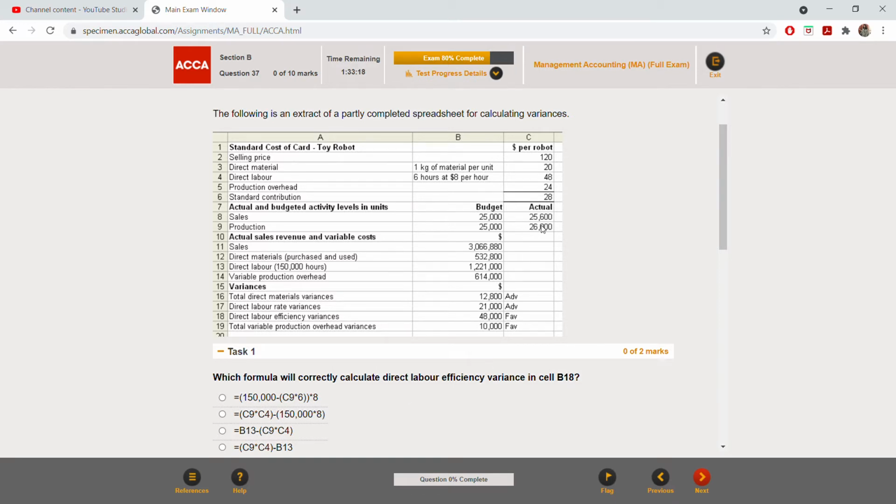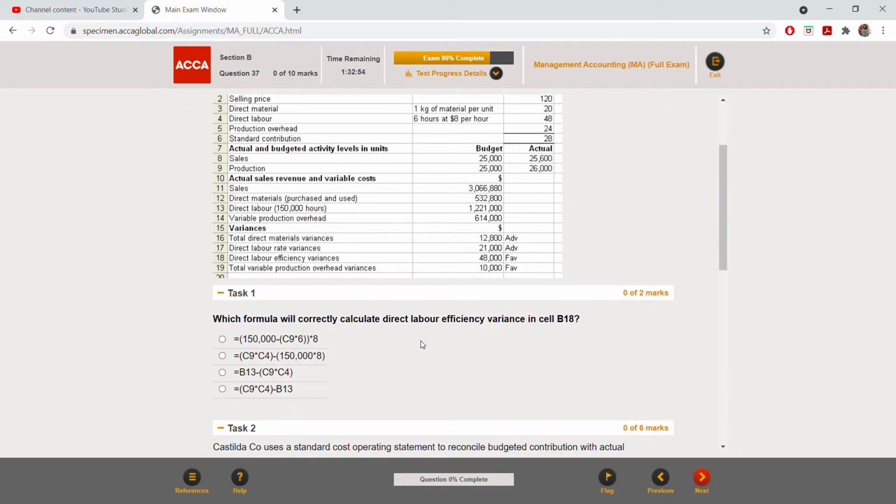C9 into C4 minus 150,000 into 8. C9, this is 26,000, the actual production, into C4. Okay, that is direct labor. So this into this, minus, because we are taking the actual into this, minus 150,000 into 8. 150,000 is the hours, direct labor into 8. Why 8? Because 8 is the direct labor rate per hour. So you can take it like that and see, are you getting 48,000 or not?